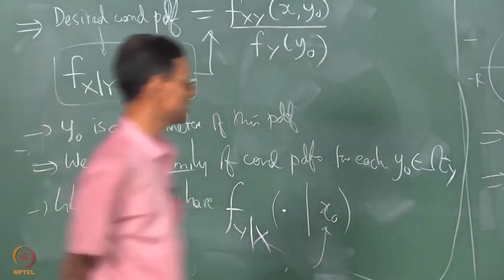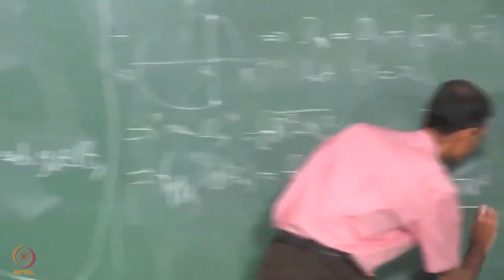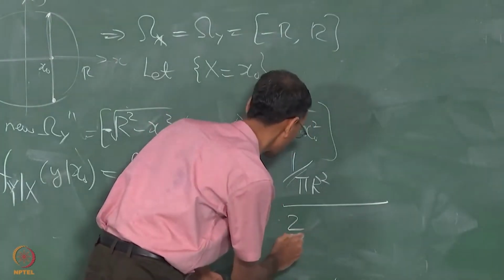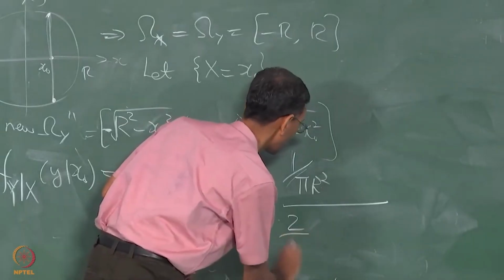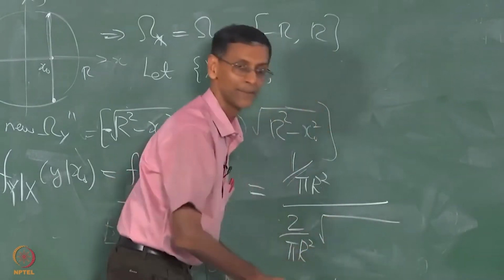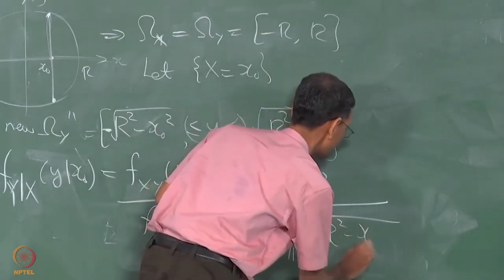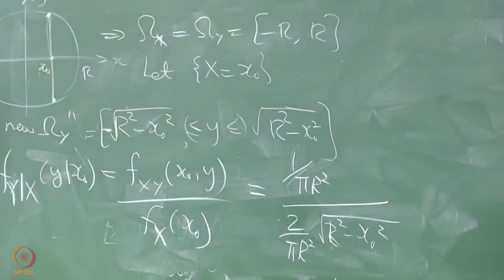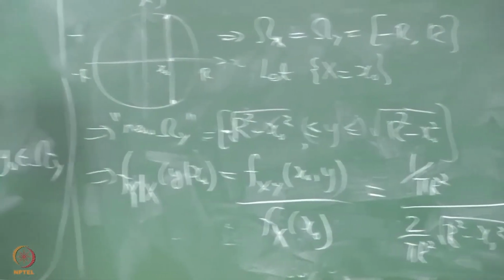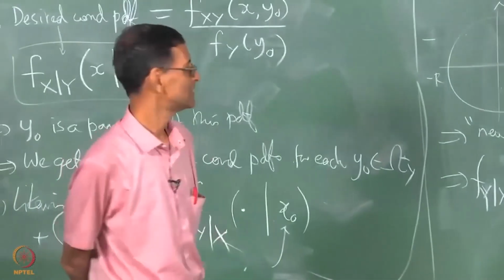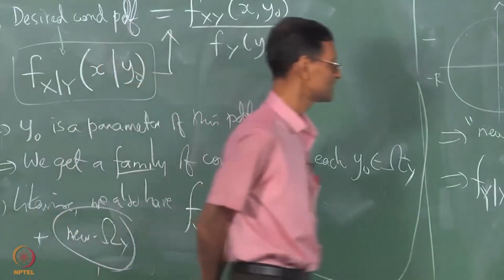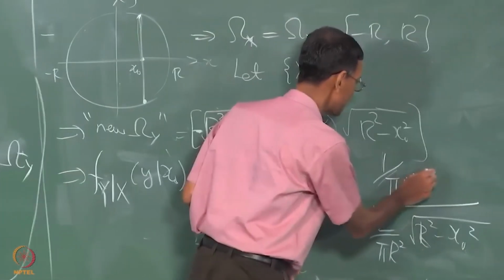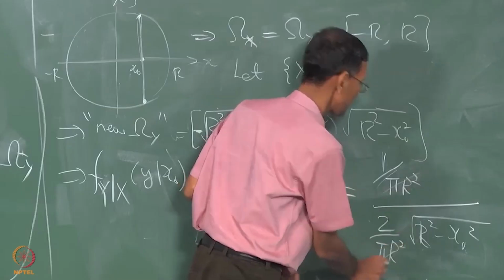So 1 by pi r squared is the numerator. What is the denominator? Wait, there is a pi also somewhere, no? 2 by pi r squared remains, and then root of r squared minus x naught squared. This was done in a previous class, which I hope that even people viewing this on tape later on will rewind and get. So what happens here? All of these things will cancel, and what do you get?